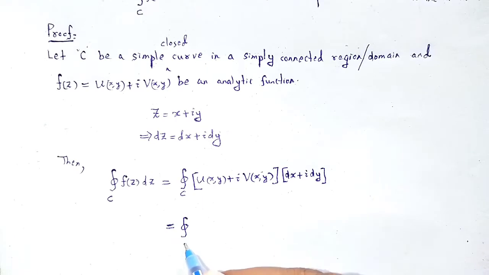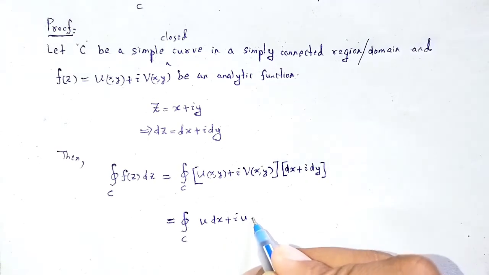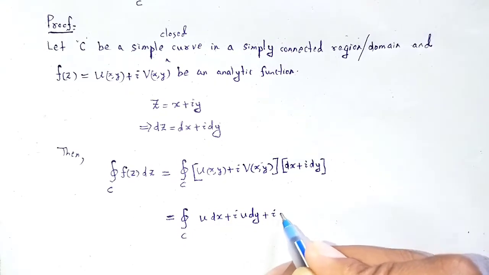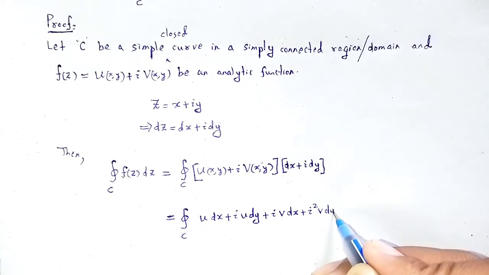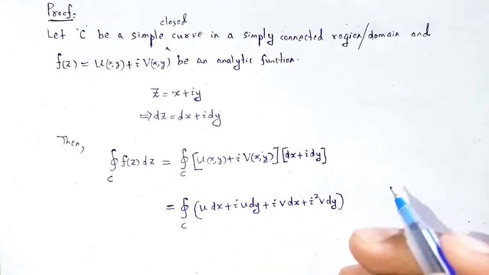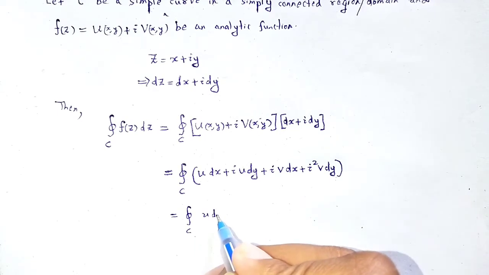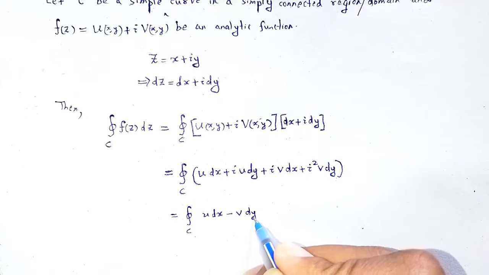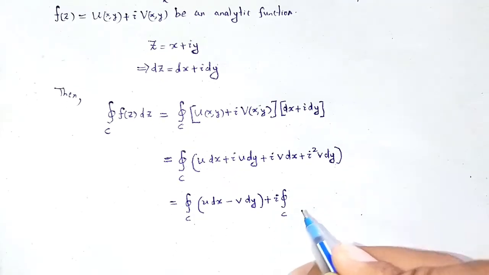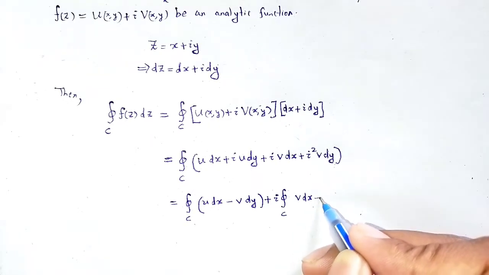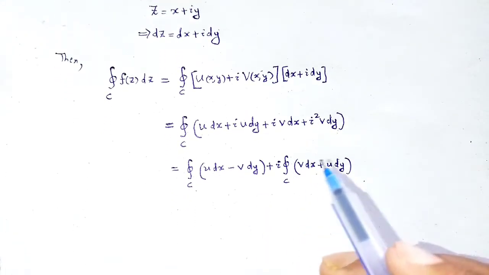Now multiplying, the closed curve integration ∮_C (u dx + i u dy + i v dx + i² v dy), which is equal to the closed curve integration over C of (u dx − v dy) plus i times the closed curve integration over C of (v dx + u dy). Let us refer to it as equation number 1.